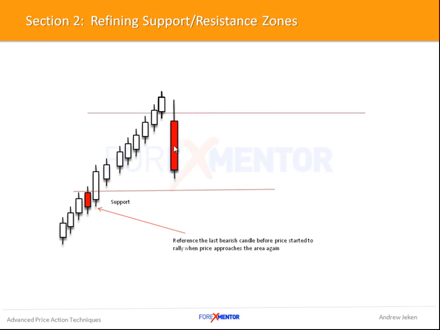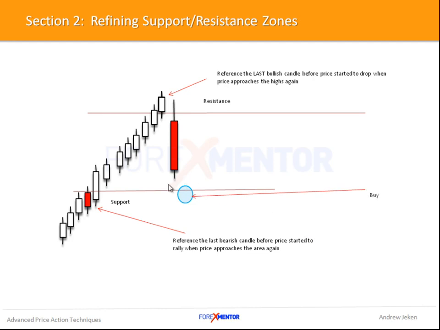Okay, so we just step this forward. Here again, you see our price breaks away, and I'm drawing a horizontal line across the body of the last bullish candle before price broke away. So here again, reference the last bullish candle before price started to drop when price approaches the highs again. So if price starts to retrace, I want to start referencing this bullish candle here. That's where the institutional flows come in. So it's at this area here and this area here. So we're fine-tuning or refining our larger zones to very, very specific levels.